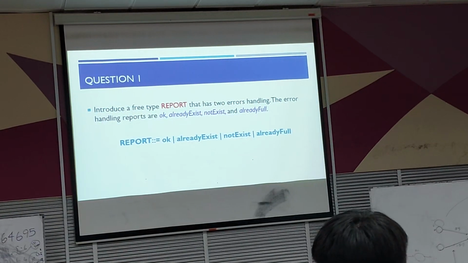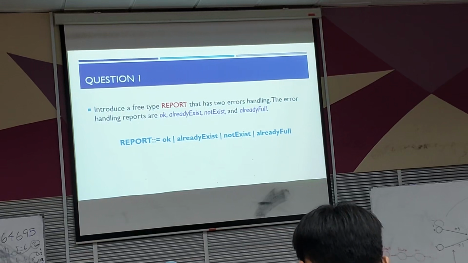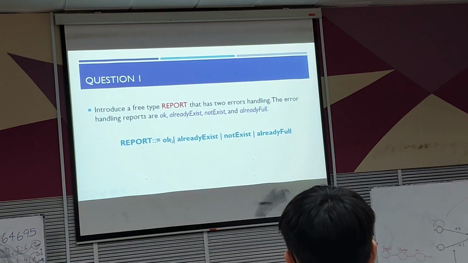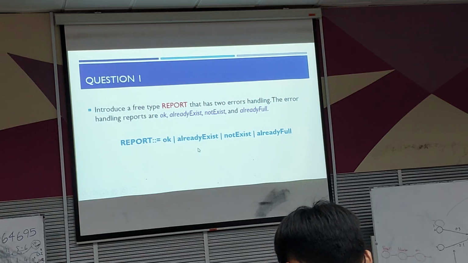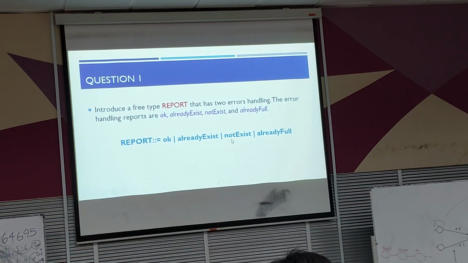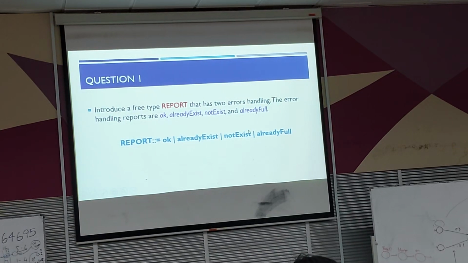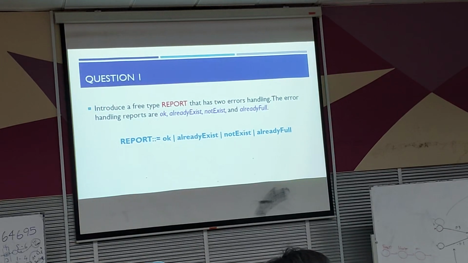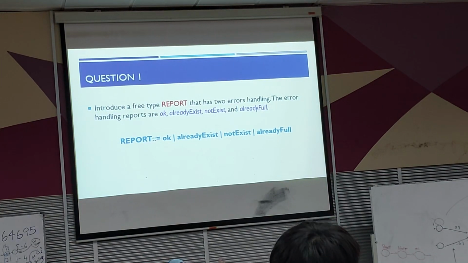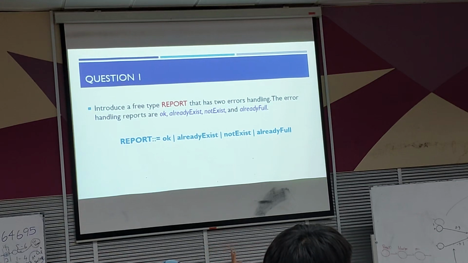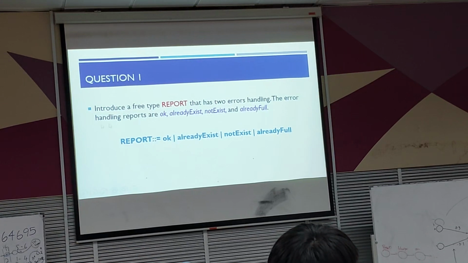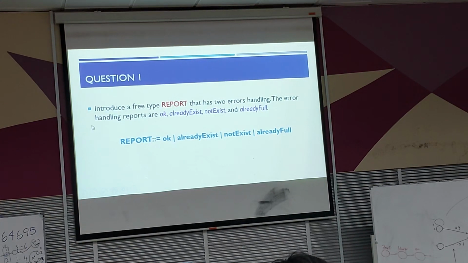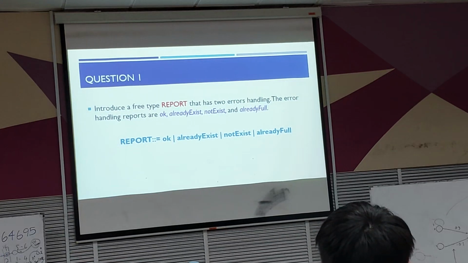So for example, these are the messages that I want to do. OK is for the success, already exists for the customer already exists, not exist for customers who do not exist yet in my system, and already full to show that the shop is already full. We cannot add more customers in the shop. So I have 3 error scenarios just now plus 1 success message. So this is how you do the free type to display error messages.